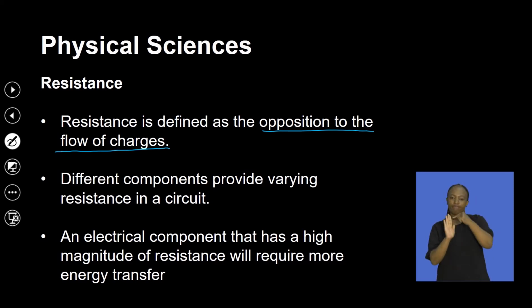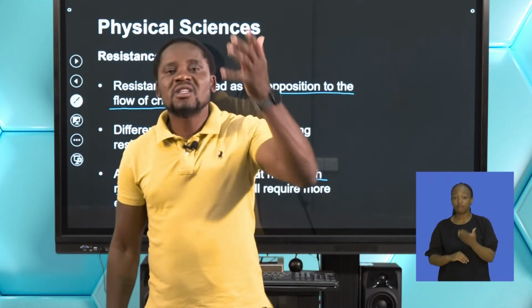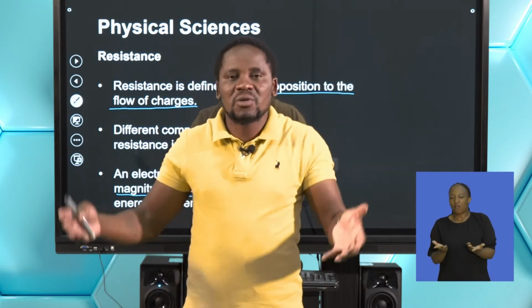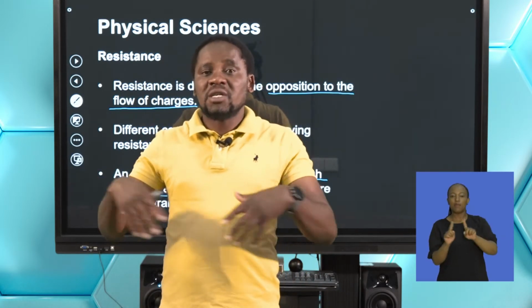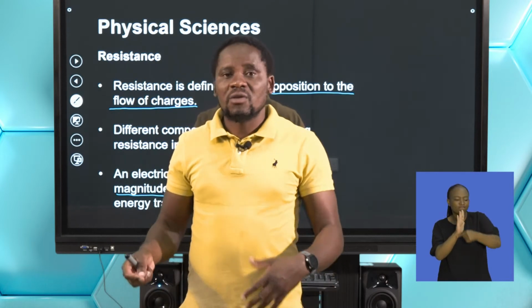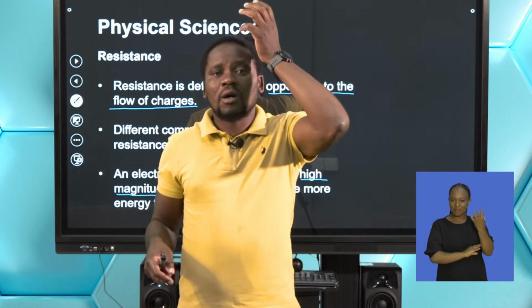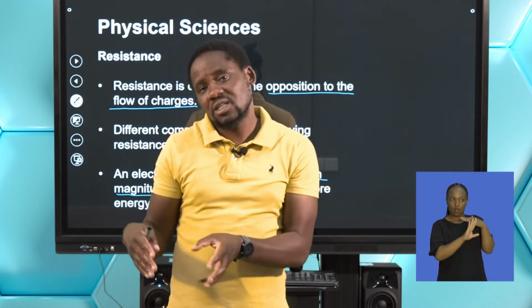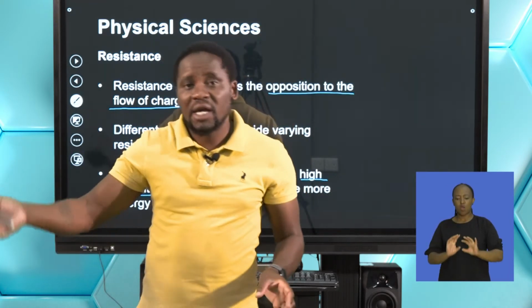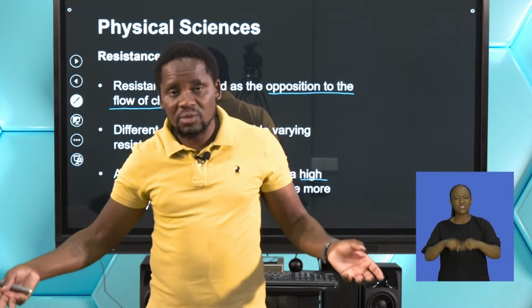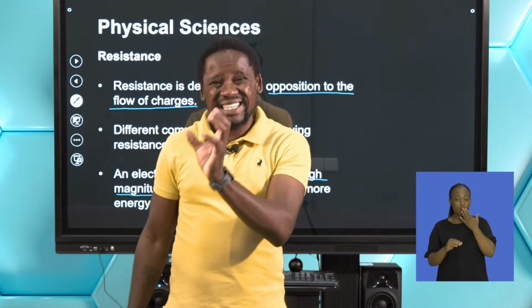So an electrical component that has a high magnitude of resistance will require more energy transfer. What do we mean by that? Remember, in real life, beyond the theory, we have many circuits in our everyday life. If you think about the resistance that a light bulb offers compared to the resistance that a heater, which is another appliance or device that we have in our homes, a heater has greater resistance.